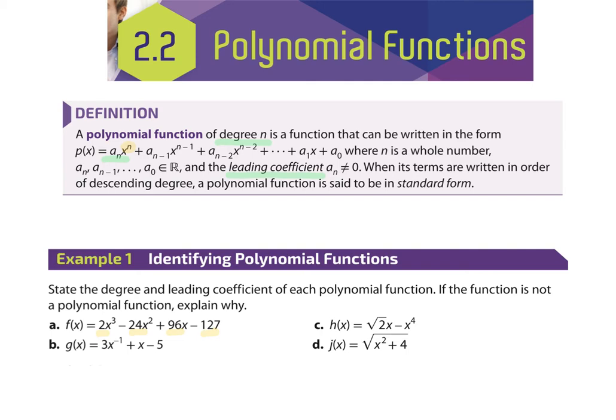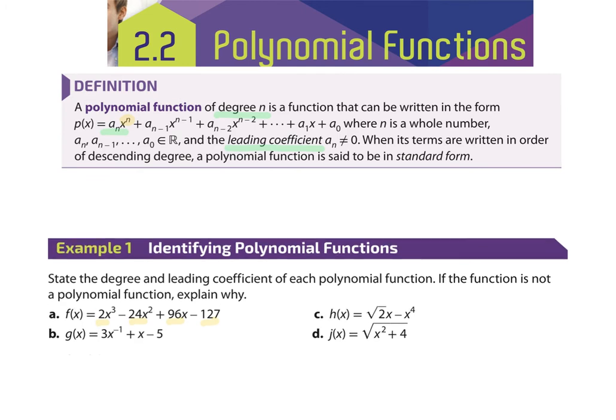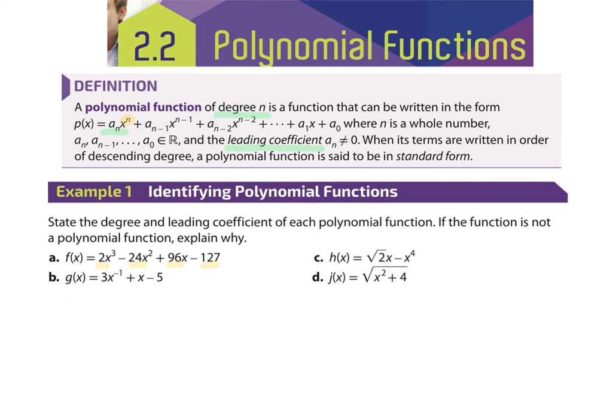So for A, I want to identify some things here. It says identify the degree. Well, the degree is going to be my highest exponent. My degree here is 3. All right? It also wants me to identify the leading coefficient. Well, that's going to be the coefficient on my highest exponent, which is 2.